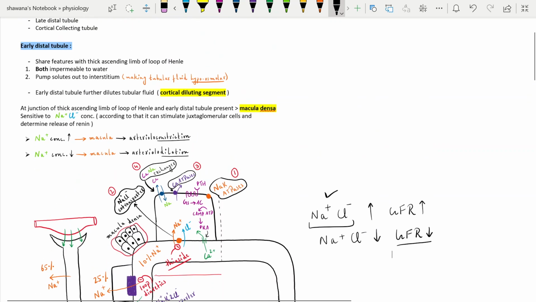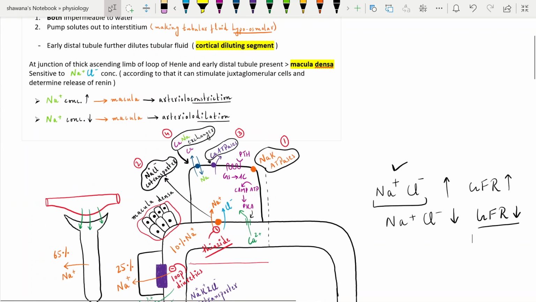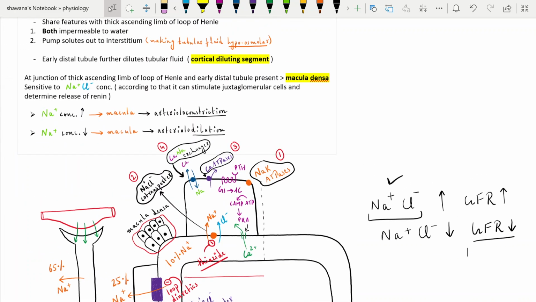Having discussed that, let's talk about the early distal tubule. The early distal tubule shares features with the ascending limb of the loop of Henle. They both are impermeable to water. They are not freely permeable to water, and both of these segments pump out solutes from the luminal fluid. It means that they make the luminal fluid diluted and the interstitium concentrated.